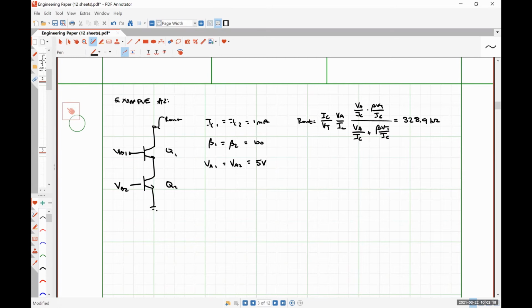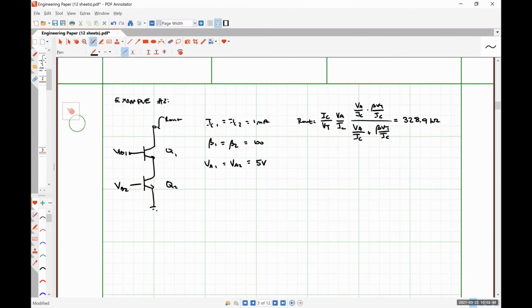So we have an increase of 1,293% in output resistance as compared to our resistor degeneration scheme. And we have an increase of 6,479% as compared to no degeneration whatsoever. So we can really, really boost the output resistance of our configuration here by using a cascoded scheme.